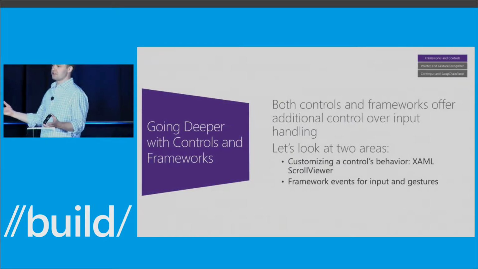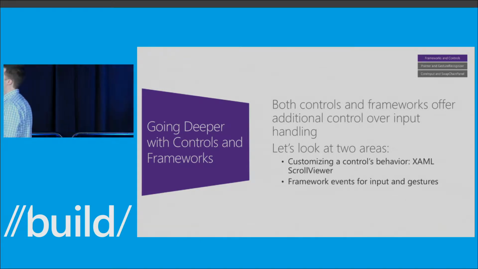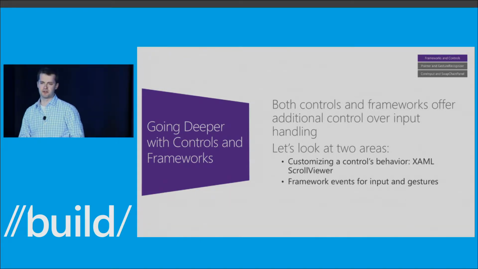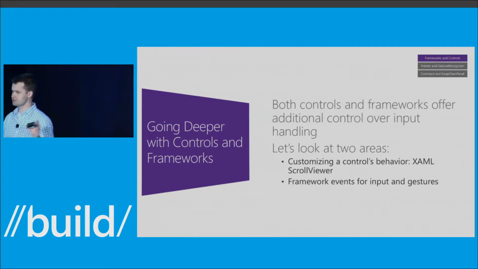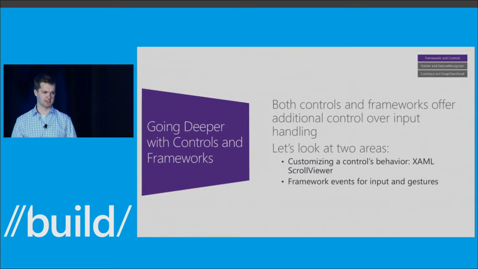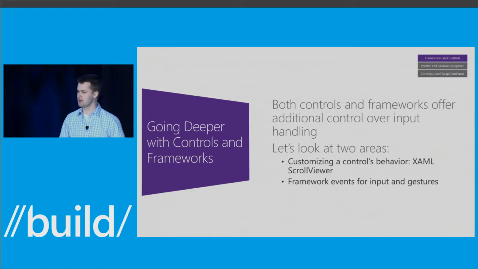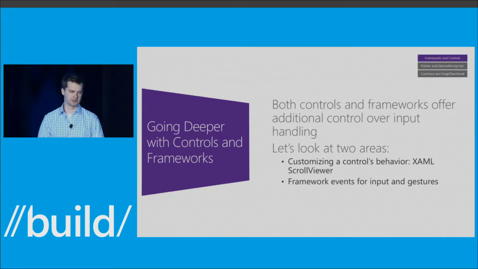So there's a lot of stuff you get for free with the frameworks, but sometimes you need more than what they give you. And there's sort of two classes of things that you should think about here. The first is there are controls that are customizable. And we'll talk about Scroll Viewer. Scroll Viewer is an important control, but it's nice as an example because it also offers a lot of customization. And we'll also talk about the input events and the gesture events that you can get from the frameworks and what you can do with those.